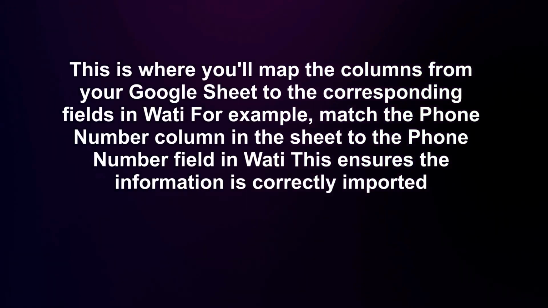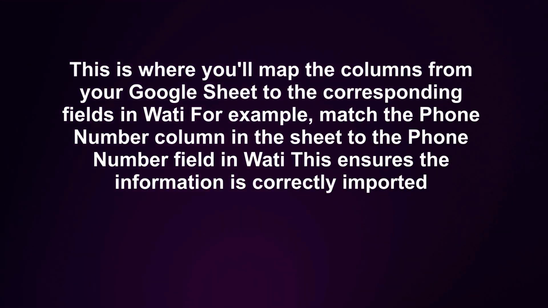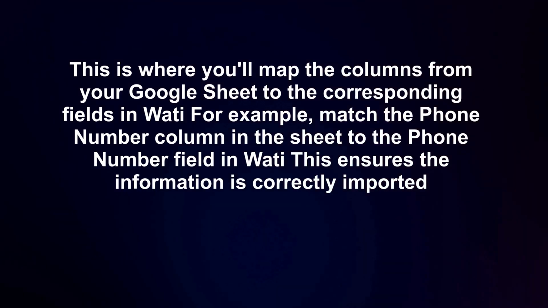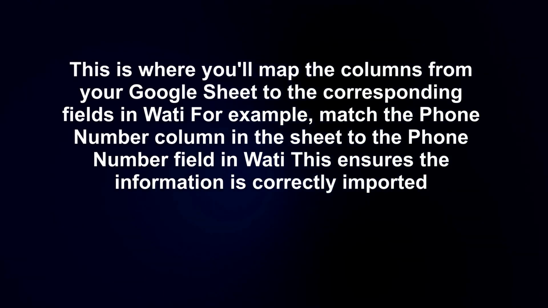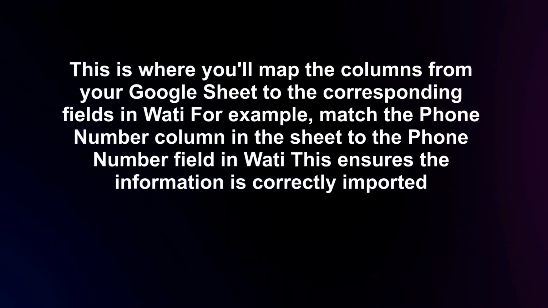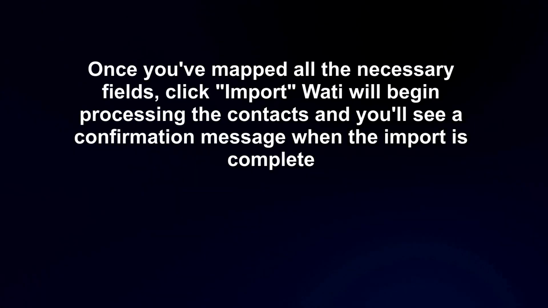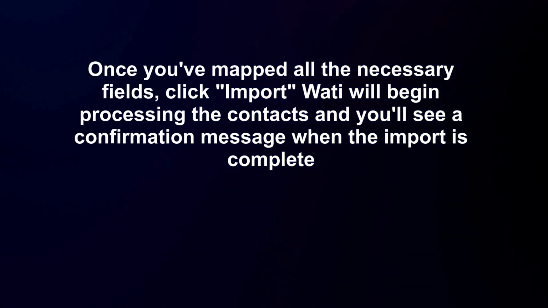This is where you'll map the columns from your Google Sheet to the corresponding fields in Wati. For example, match the phone number column in the sheet to the phone number field in Wati. This ensures the information is correctly imported. Once you've mapped all the necessary fields, click Import.